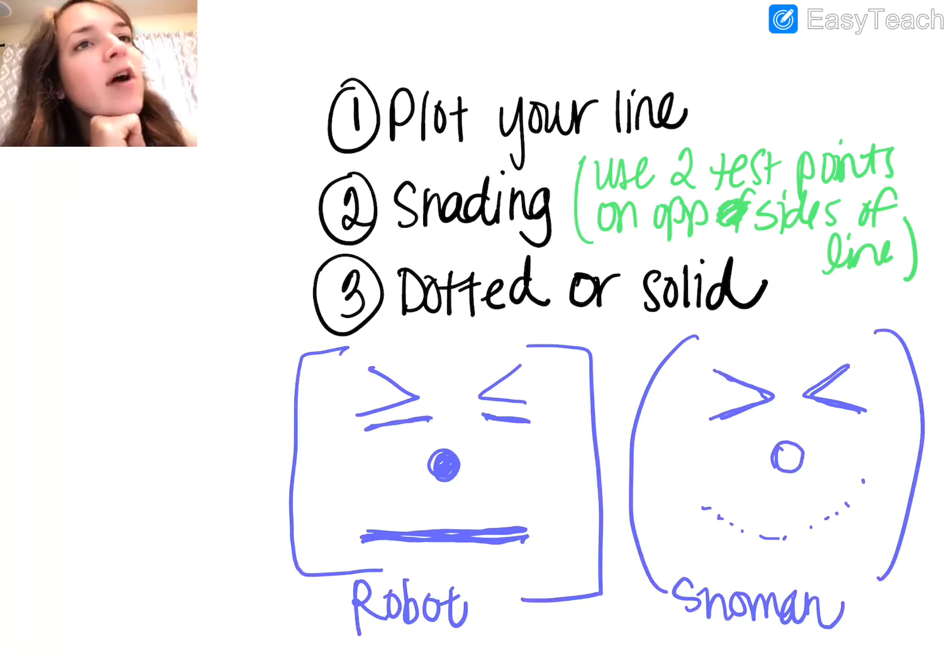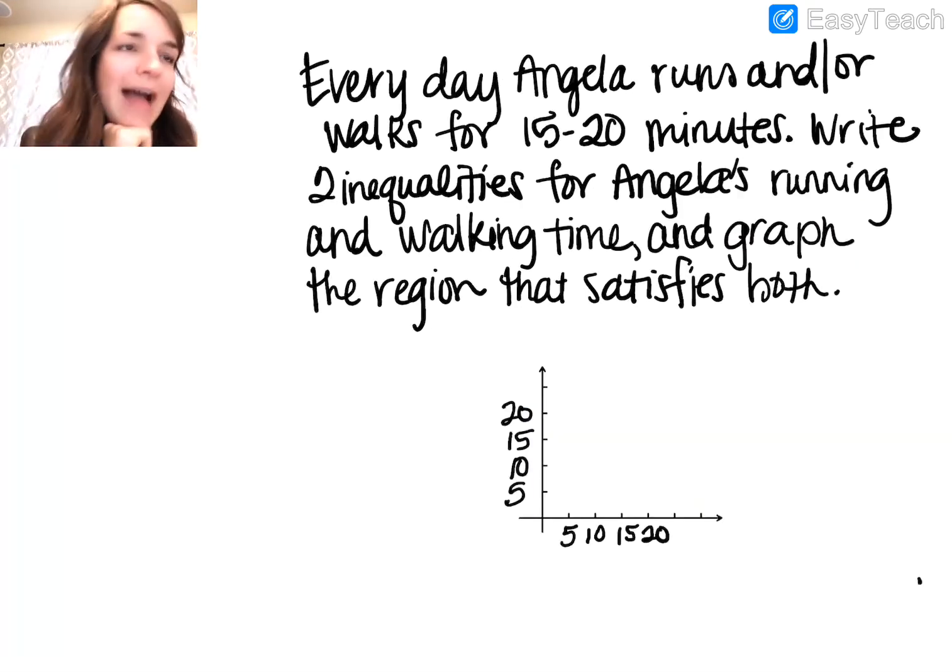Okay, so let's move on. Let's look at one more example. Every day, Angela runs and or walks for 15 to 20 minutes. Write two inequalities for Angela's running and walking time and graph the region that satisfies both. Notice in this one, I did not give you equations or inequalities. So you have to make them in this one, okay?